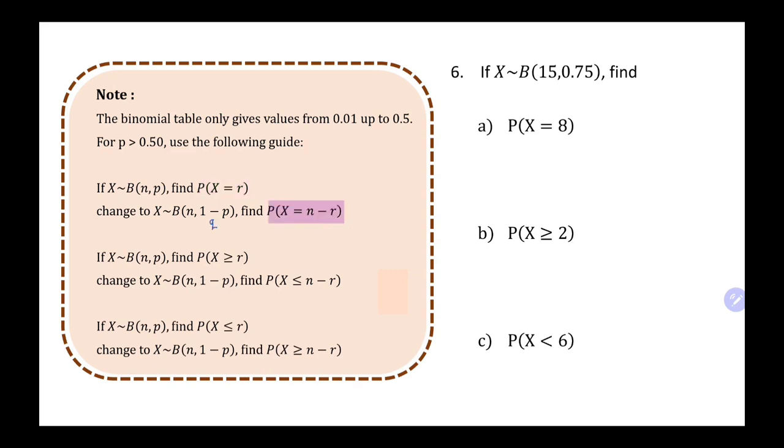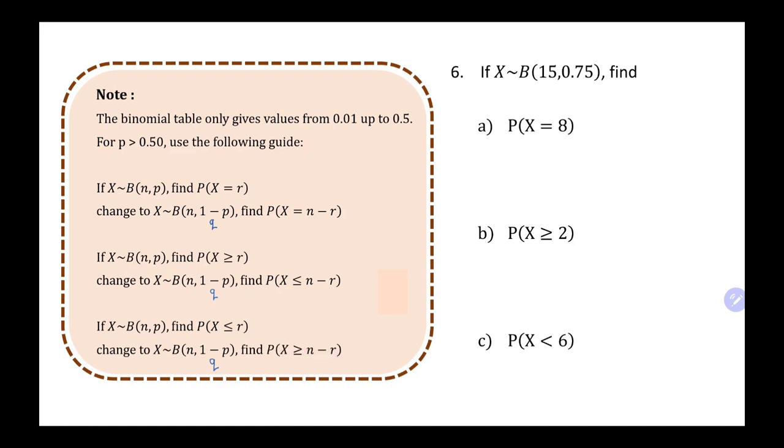Kalau soalan tanya x greater than or equals to R, kita tukar dulu soalan dalam Q dan kita find x less than or equals to N minus R. Terbalikkan sign dan ambil N tolak R. Kalau soalan minta kita cari x less than or equals to R, first kita change dulu P kepada Q dan kita find x greater than or equals to N minus R. Terbalikkan sign dan mesti N tolak R.